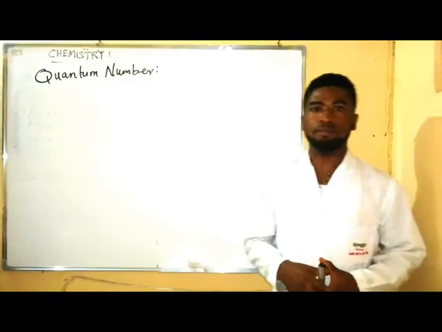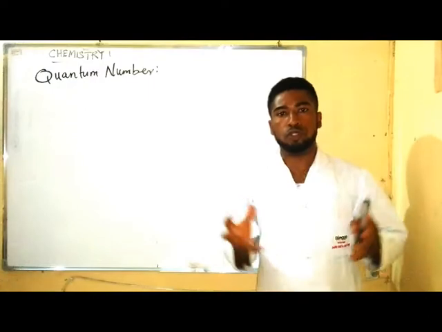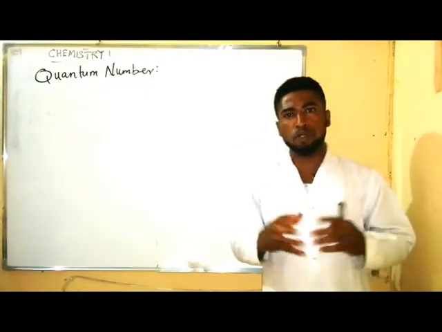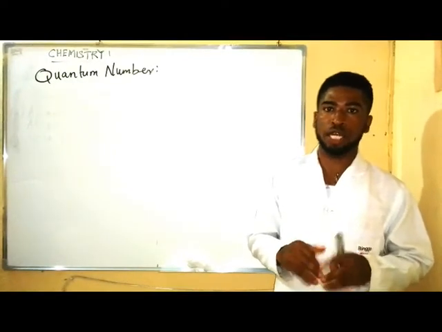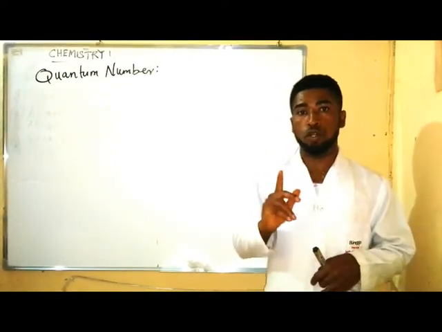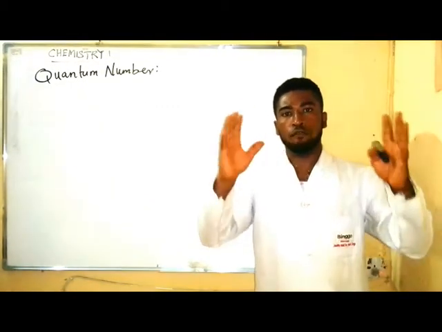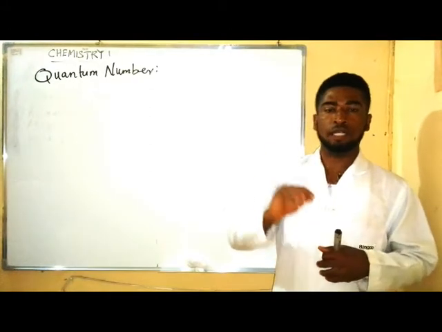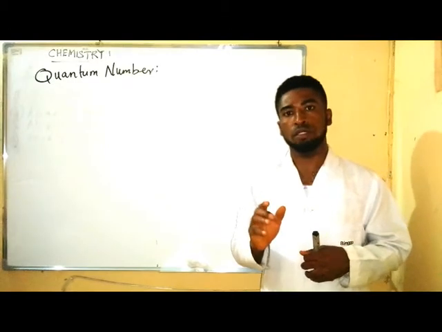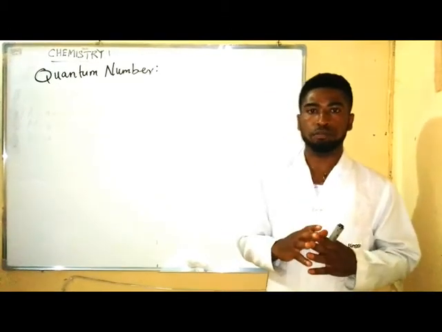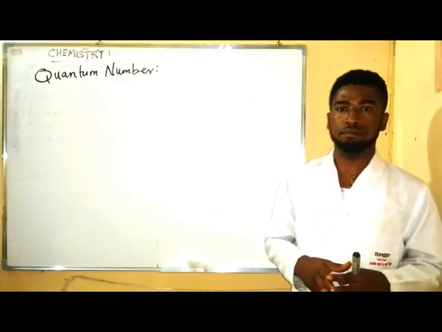What is quantum number? Quantum number can be defined as the set of values that give an acceptable solution to Schrödinger wave equation for hydrogen atom. I come again slowly. Quantum number is the set of values that gives an acceptable solution to Schrödinger wave equation for hydrogen atom. Now let me define it in a simpler way for your understanding.